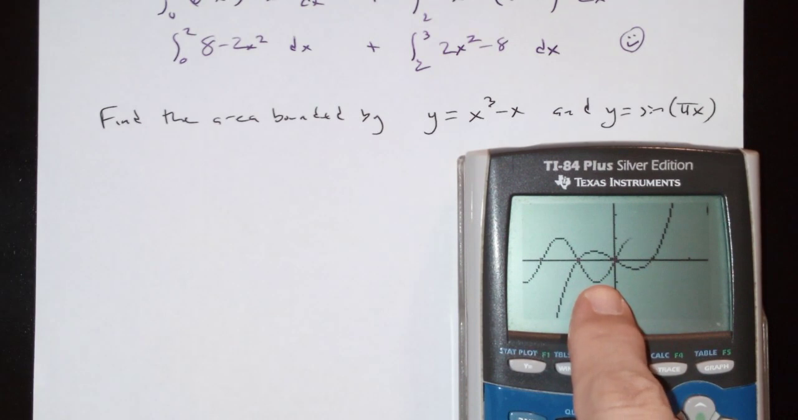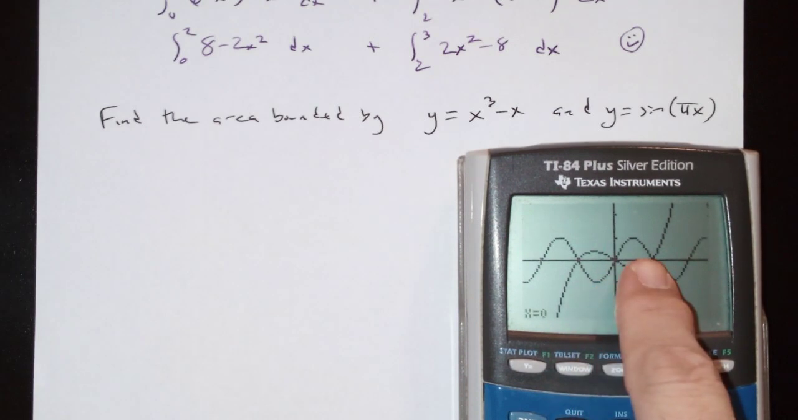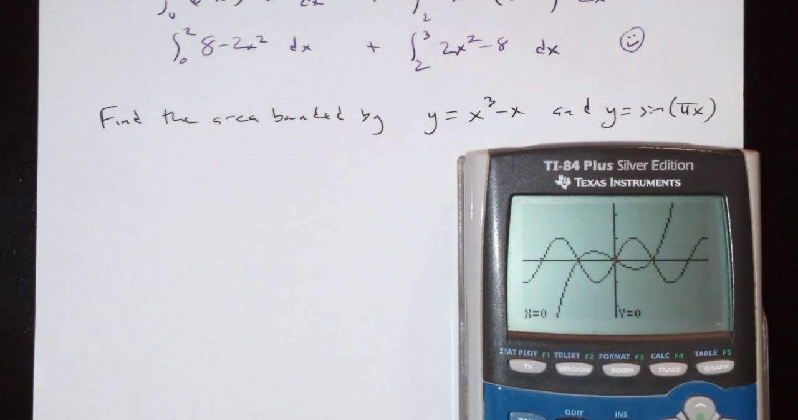I have a bounded region. I have another bounded region. So I get a left and a right because these curves cross each other three times, not just twice. So I got to do two integrals. I got to do the integral for the left region. I got to do the integral for the right region. But wait, there's more.